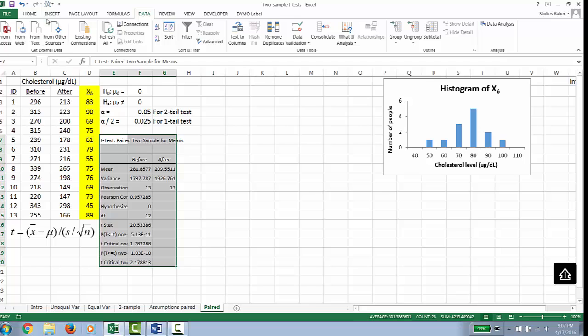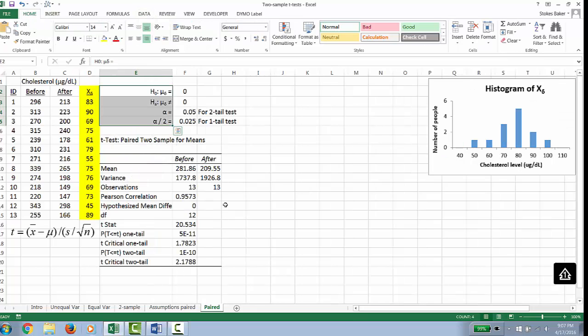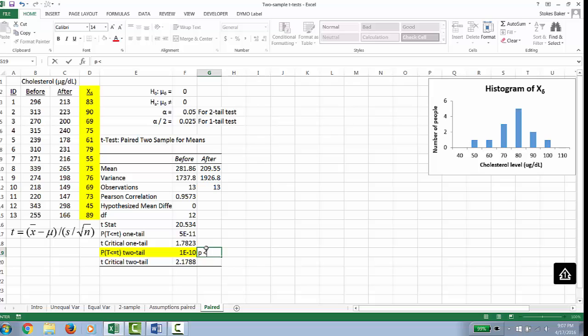And again, the analysis is done reasonably quickly. And as you can see from our two sample t-tests, our p-value is 1 times 10 to the minus 10, so p is definitely smaller than alpha. And therefore, we are going to reject the null hypothesis and say the difference is statistically significant.